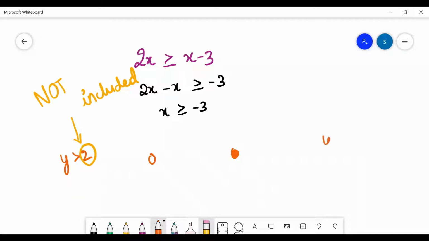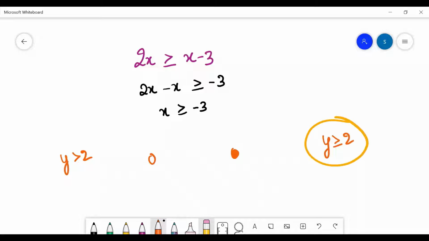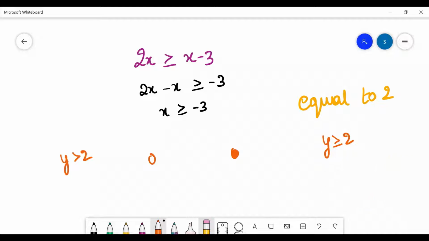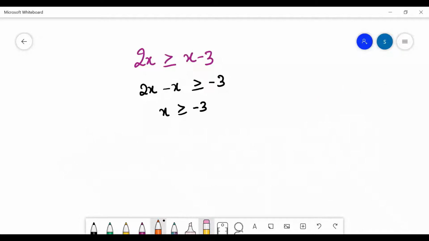But on the other hand, when I say y greater than or equal to 2, I'm going to use the second symbol because here I'm including the value 2 as well. I'm saying that y is greater than 2 as well as y can also be equal to 2. So now that you know the symbols, let's just get to drawing the number line.